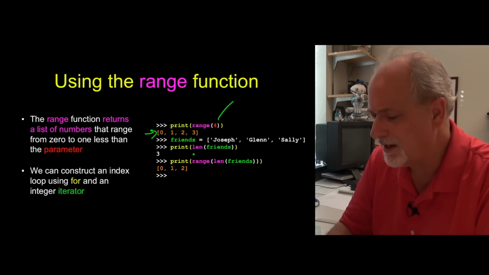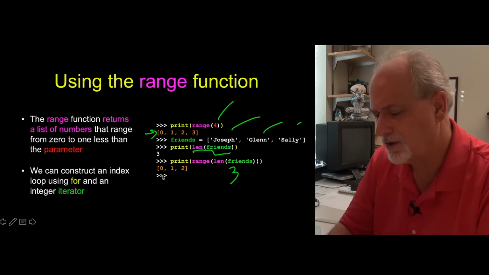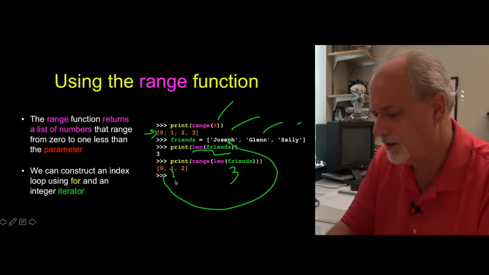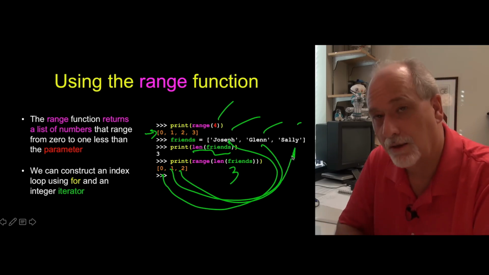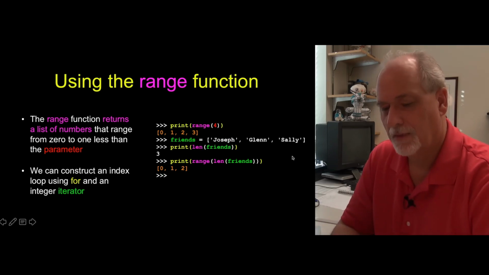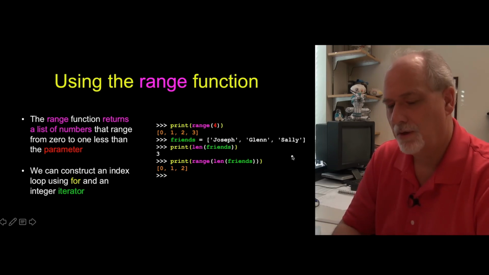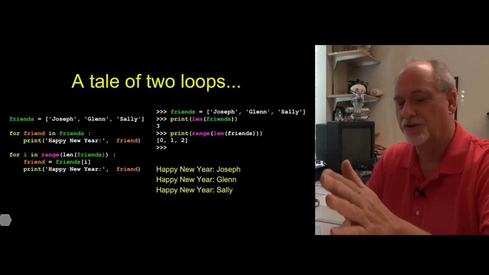And so it's a common thing to say, okay, we know how many things are in this list. There are 3 friends, and if I combine range and len, so I take len friends, which is 3, and then I take range of 3, I get 0, 1, and 2. And so the interesting thing is this 0 corresponds to the first one, 1 corresponds to the second one, and 2 corresponds to the third one. Okay? And so we'll use this to construct loops, especially when we need to go through an array and remember what position we're at.